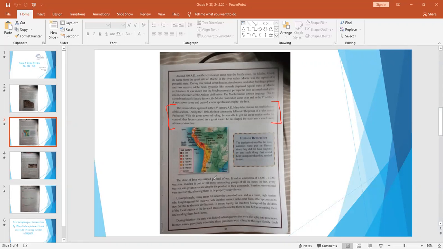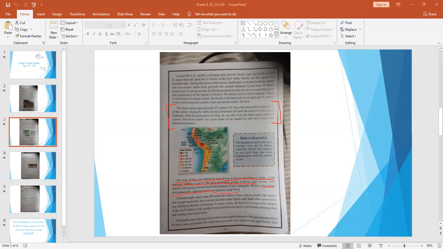The state of Inca was named the land of war. We could underline that possibly. It had an estimated 12,000 to 15,000 warriors, making it one of the most outstanding groups of all the states. That's important information. In fact, every warrior was given a reward despite the position of their command. Warriors were trained very intensively, so they were trained very well, allowing them to be properly ready for war.